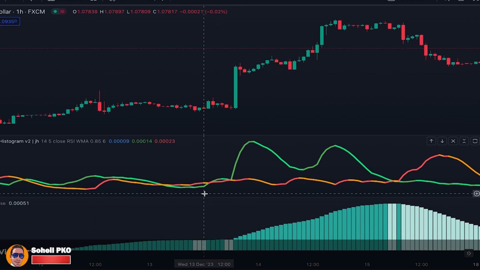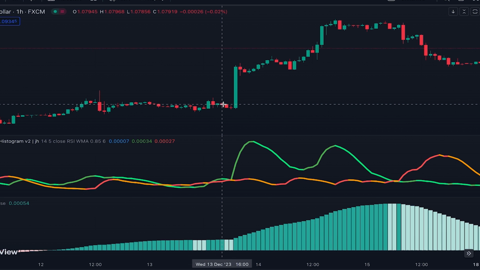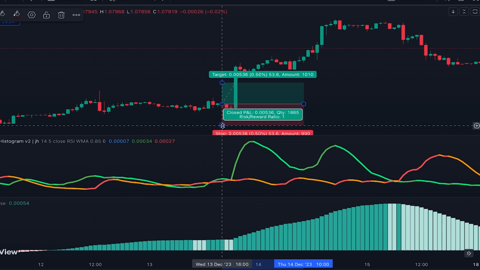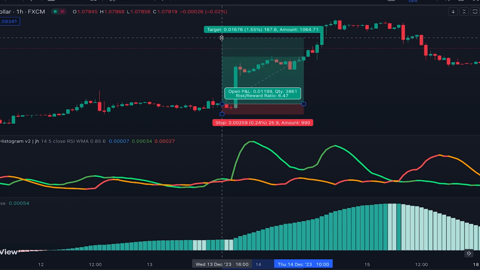In this situation, when the green line crosses above the red line, it's a buy signal, so we could enter a long position here at this point when this new candle was opened with the stop loss below the previous swing low, and this trade is also a very profitable trade, as you can see.